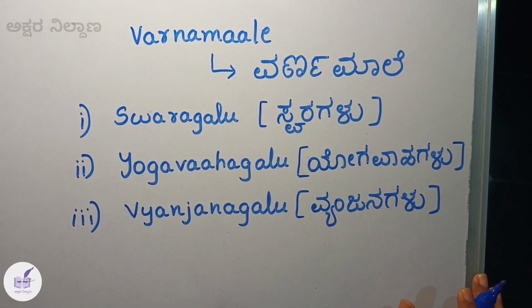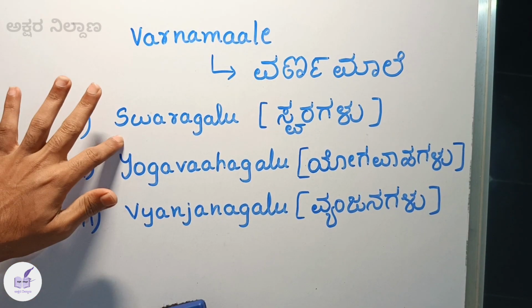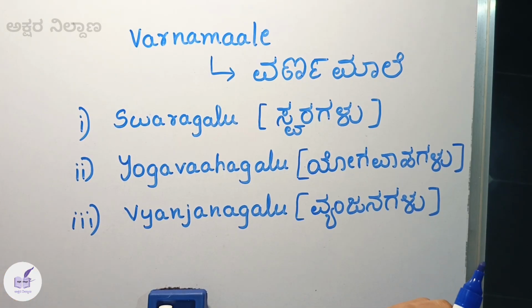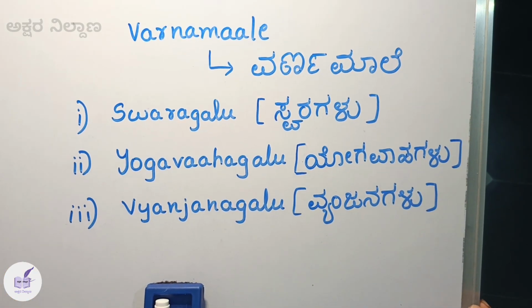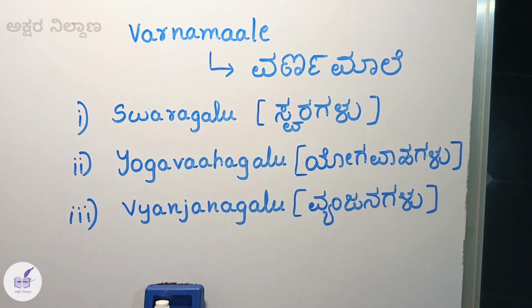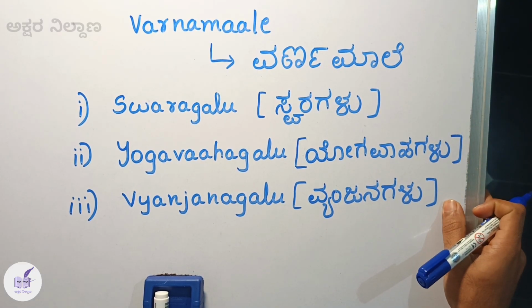Now we have Swaragalu, Yogavahagalu, Vyanjanagalu. Keep practicing those words, or you can just remember them. It's for general knowledge, otherwise no worries. As I said, there are 13 letters, 2 letters, and 34 letters.